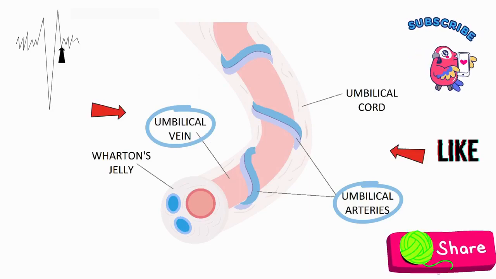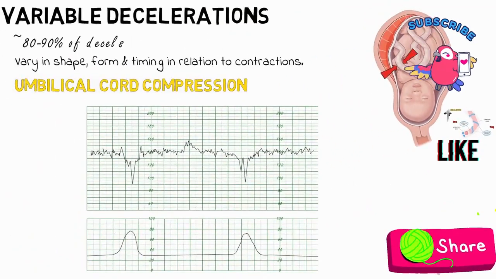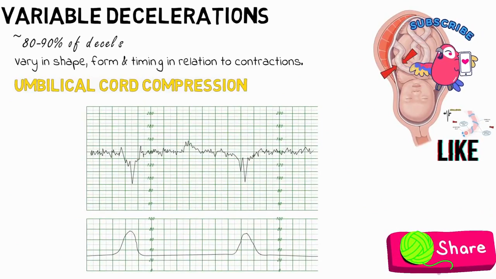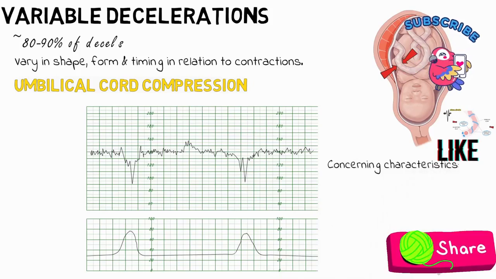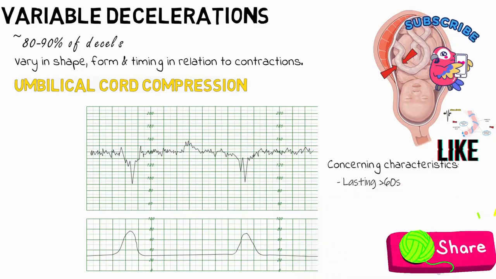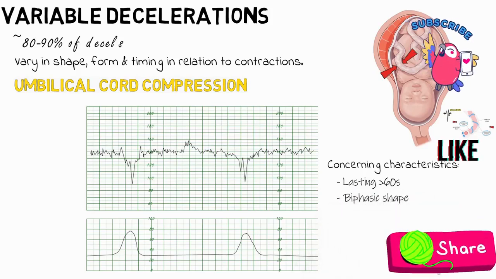These accelerations before and after the variable deceleration are referred to as shouldering, and they indicate that the fetus is not yet hypoxic and is compensating well. So, as we said previously, variable decelerations vary a lot in their shape, form, and timing. There are particular characteristics of variable decelerations which are concerning and a sign that the baby is getting tired. These include if the deceleration lasts for more than 60 seconds, if the deceleration has a biphasic shape, which basically looks like a W, as we can see over here.